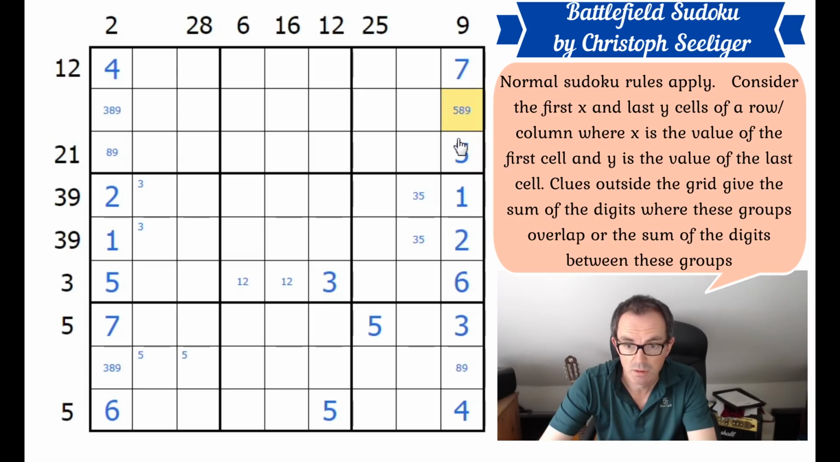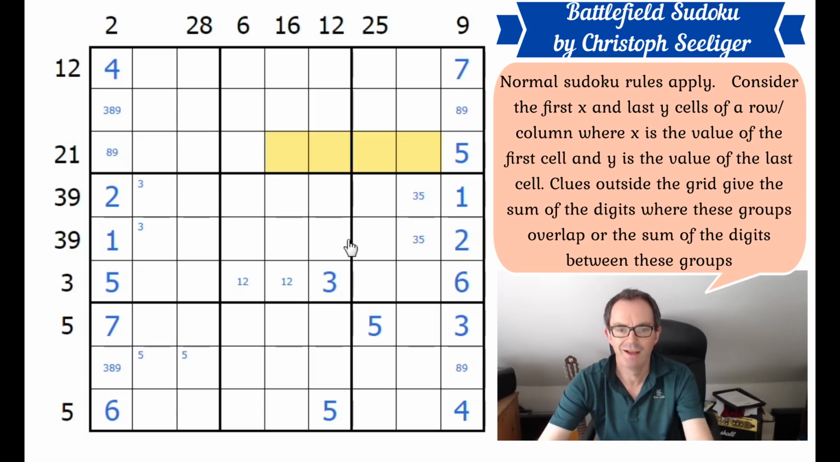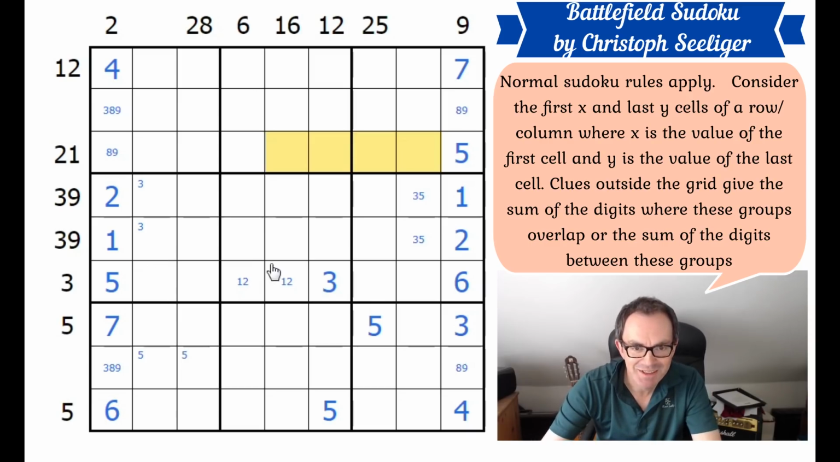So now we're looking to here, and we've got an overlap that is either those cells or these cells that need to add up to 21. And that is all possible, isn't it? Bother. Sorry, I don't think we can do anything with that.